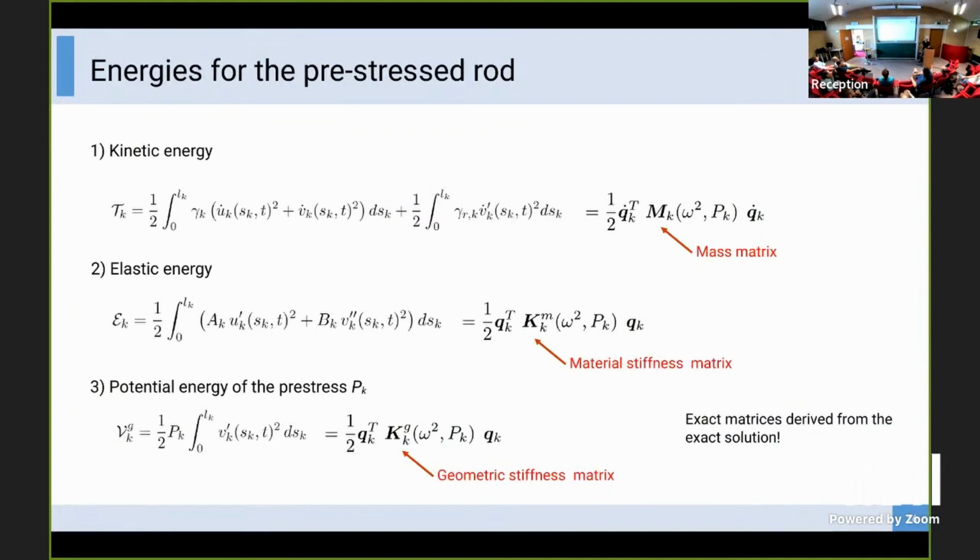Is it two dimensional? Yes, this is two dimensional. But it can be straightforwardly extended to 3D lattices.